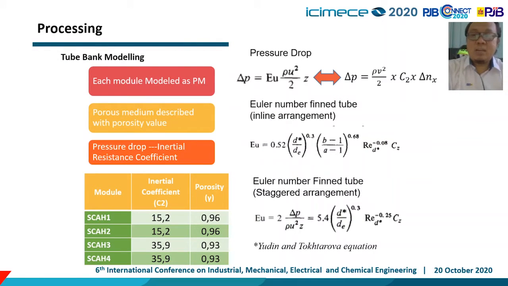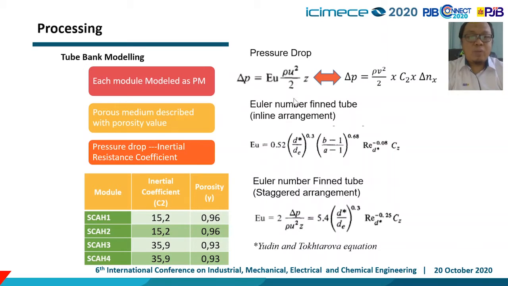The next step is processing. Like I said, that is modeled as a porous medium. Then I have to describe the porosity value, and the most important thing is the inertial resistance coefficient that will describe the pressure drop and the flow along the flow path. To describe it, in the previous study, Musto used a database of heat exchanger performance to describe the inertial resistance. In this study, I will use an empirical equation to define the inertial resistance coefficient.